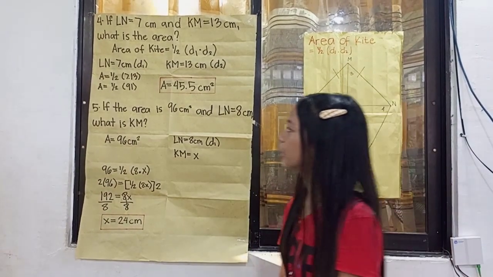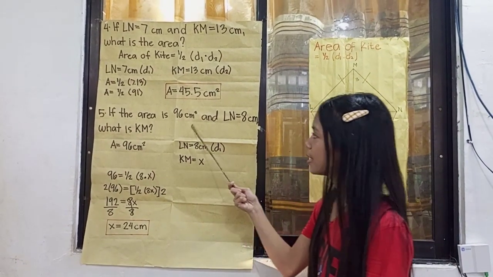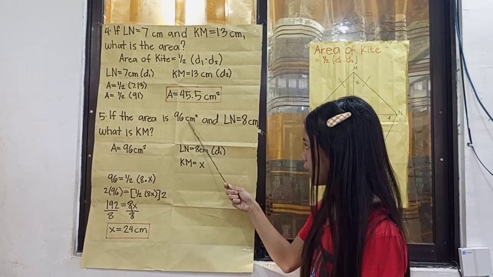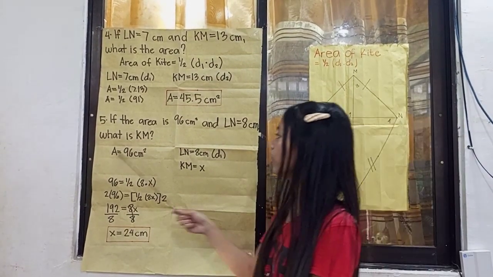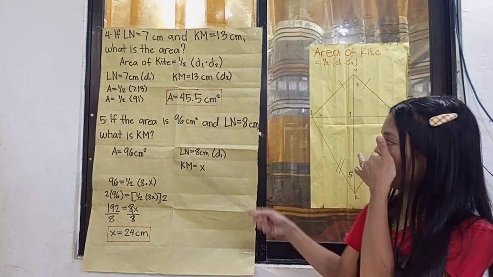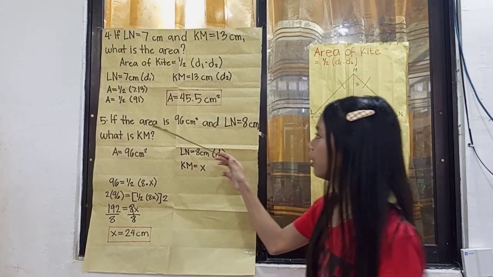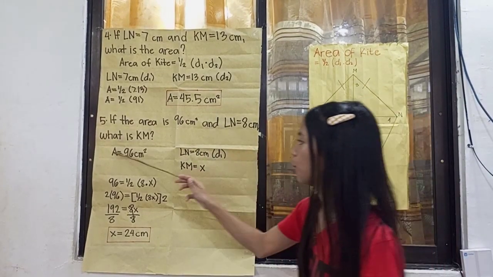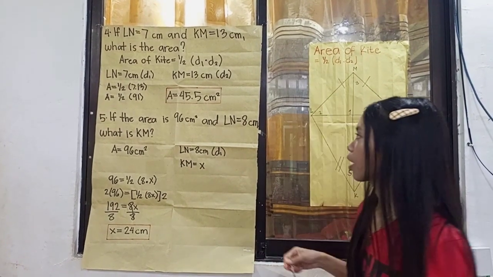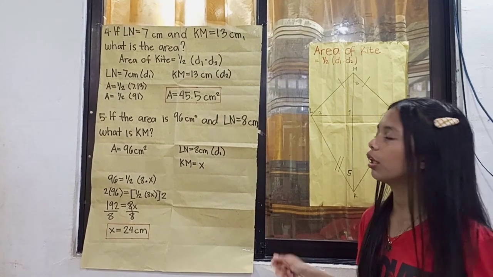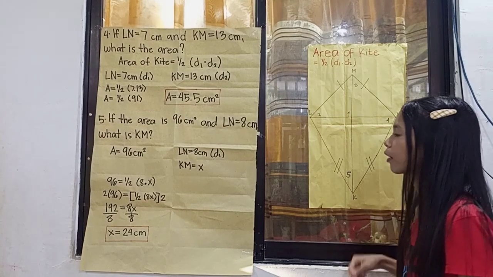Now, let's proceed to example number 5. If the area is 96 centimeter squared and LN is equal to 8 cm, what is KM? So, the given in number 5 is the area, which is 96. So, area is equal to 96 cm squared. And diagonal number 1, LN, is equal to 8 cm.